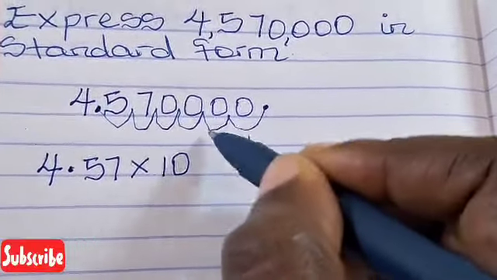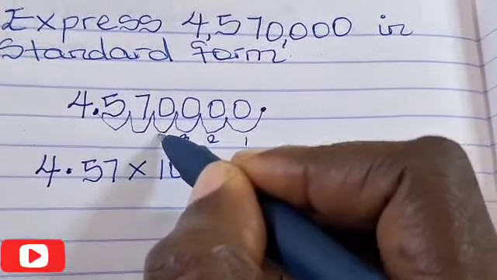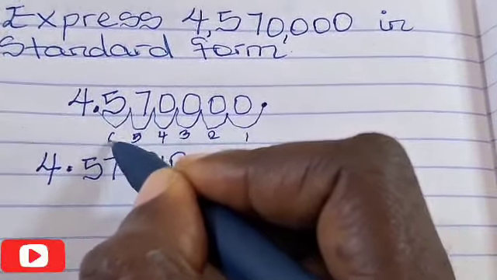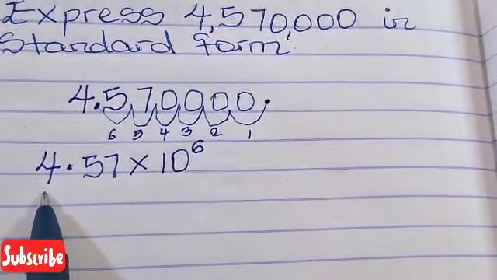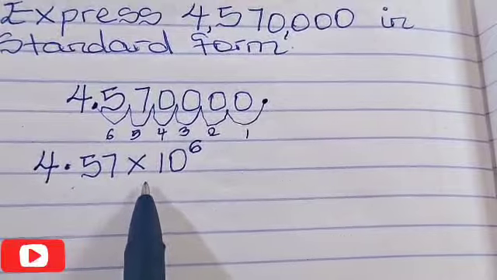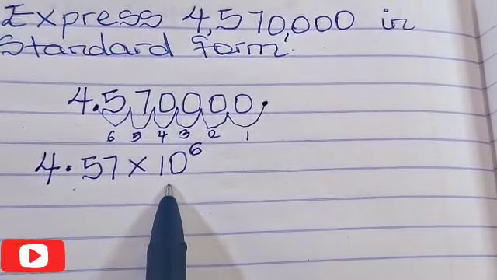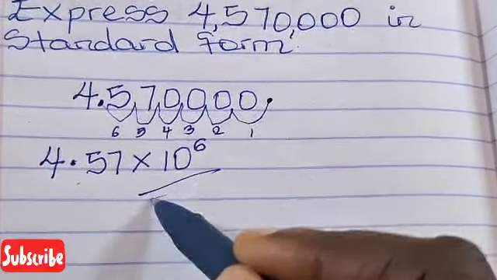So this is 1, 2, 3, 4, 5, 6. I moved it 6 times. So my final answer is 4.57 times 10 raised to the power of 6, and I'm done.